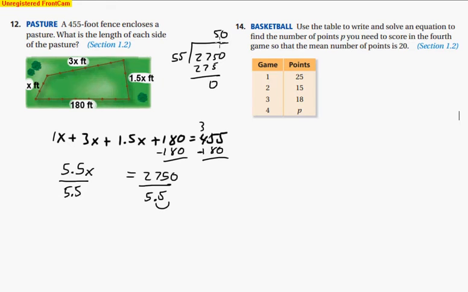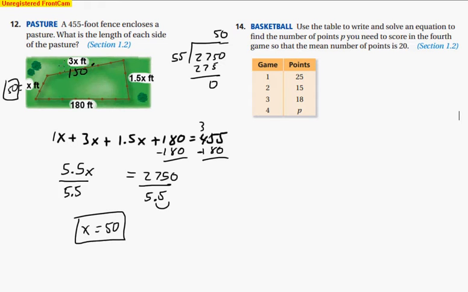So that's the value of x, and it says what is the length of each side of the pasture. So we found x. Now to find the length of each side, well, this one's just x, so this one's going to be 50 feet. And this one is 3 times x, so that's going to be 3 times 50 is 150 feet. And then the last one, 1.5 times x, gives us 75 feet.